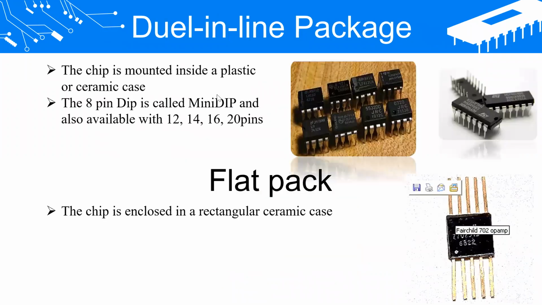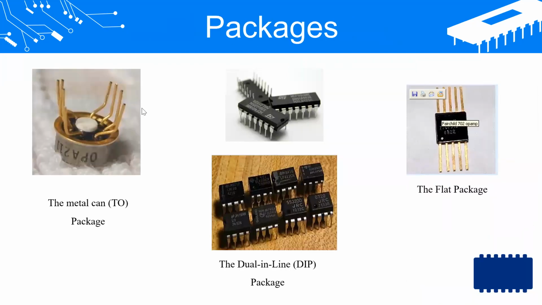Similarly, in dual inline packages, the body is made up of plastic. In the flat pack, the chip is enclosed in a rectangular ceramic case with flat leads. So these are the different IC packages. In the metal can package, the body is made up of metal, and in the dual inline package, the body is made up of plastic, and inside this plastic cover, we are having the chip. Then the third one is the flat package, which has its lid in a flat manner.